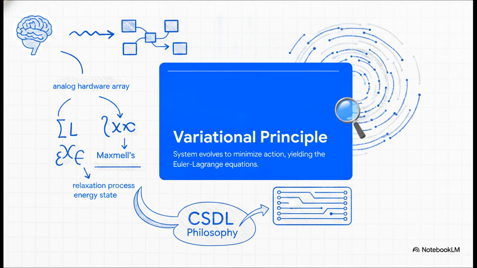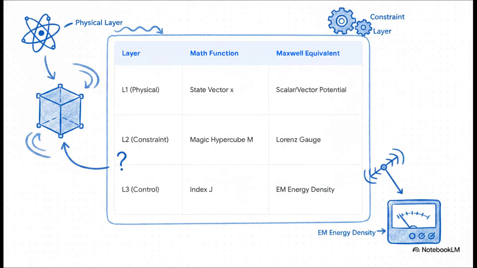And honestly, this is the core philosophy driving CSDL. We are totally replacing a computer's blind iterative digital search with a totally natural physical relaxation process. Because the hardware inherently minimizes this action functional all on its own, its steady state is, by definition, your exact mathematical answer. All right, so how do we build this into a practical architecture?